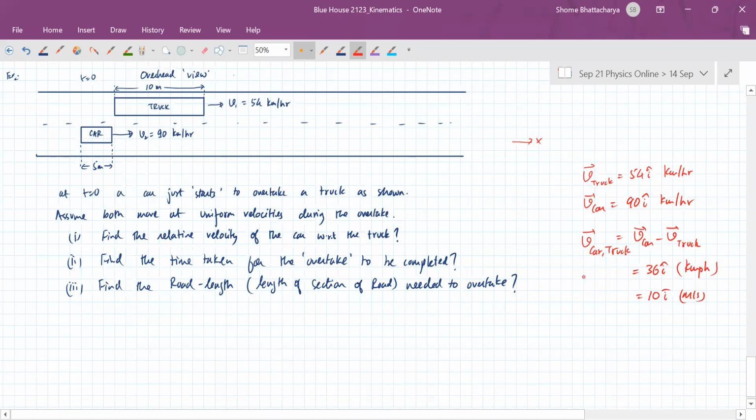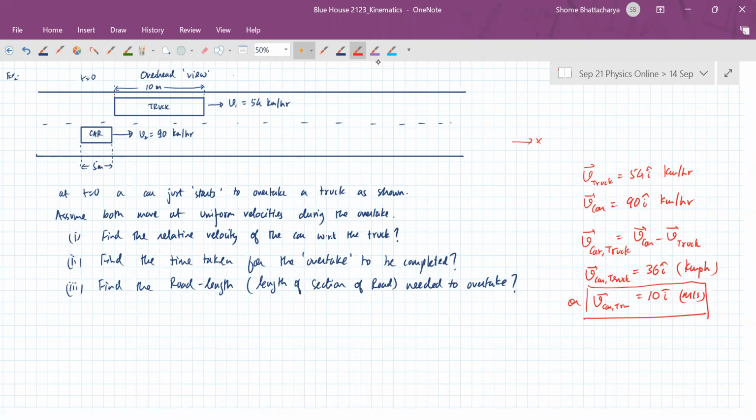Sir, will the road length be 15 meters? I'll just explain, just a minute. First, tell me how much time. Yes, sir, that is good. Okay. Arya, your answer is correct for both first and second part.